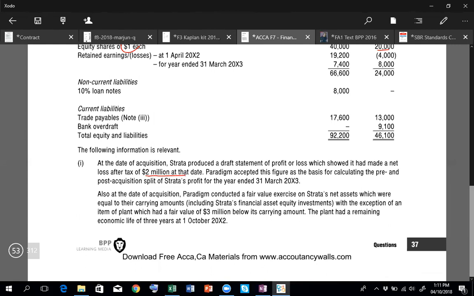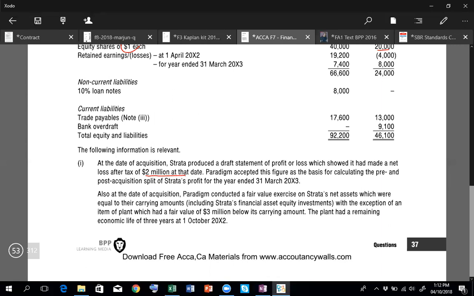Because if you remember the mid-year acquisition, we said there are two ways to calculate the retained earnings at acquisition. The first way is that you can take the retained earnings at the start of the year and work out till acquisition, or take the retained earnings at the reporting date and again work out till the acquisition. So we can do both ways. Paradigm accepted this figure as the basis of calculating the pre and post acquisition split of Strata's profit for the year ended 31st March 20x3. Okay, fine.